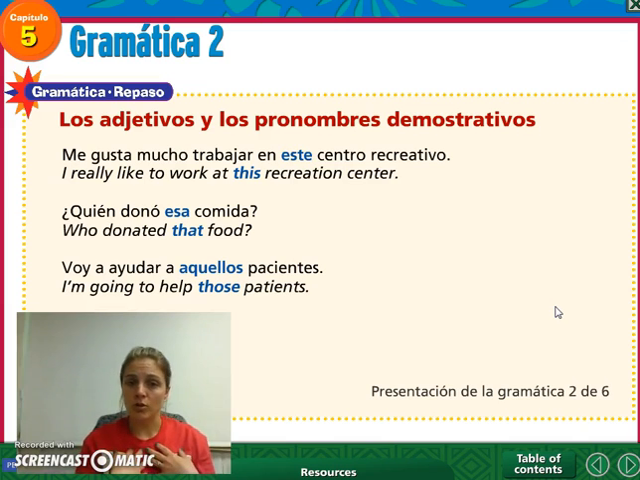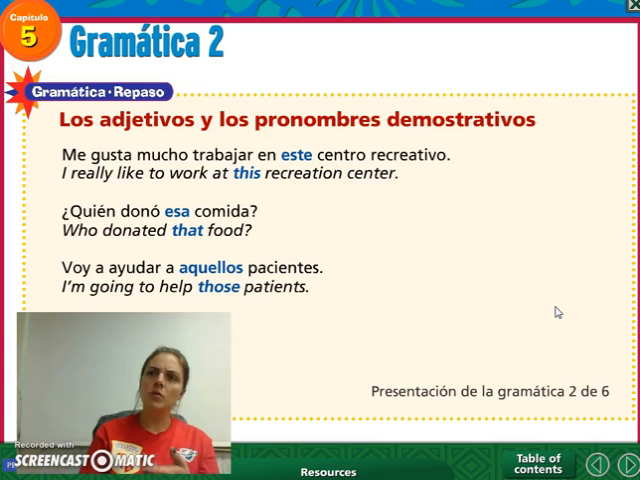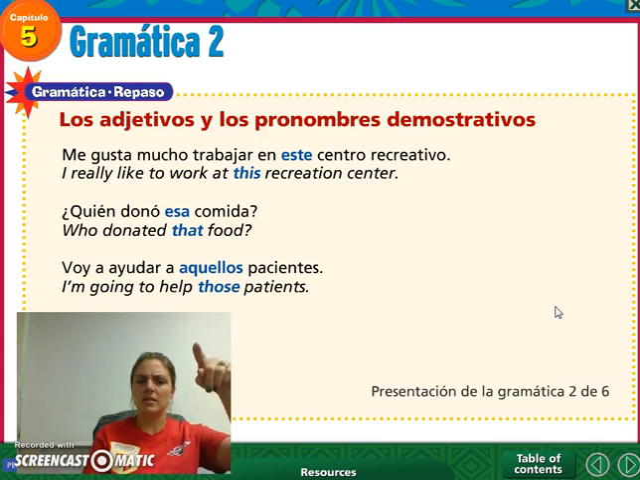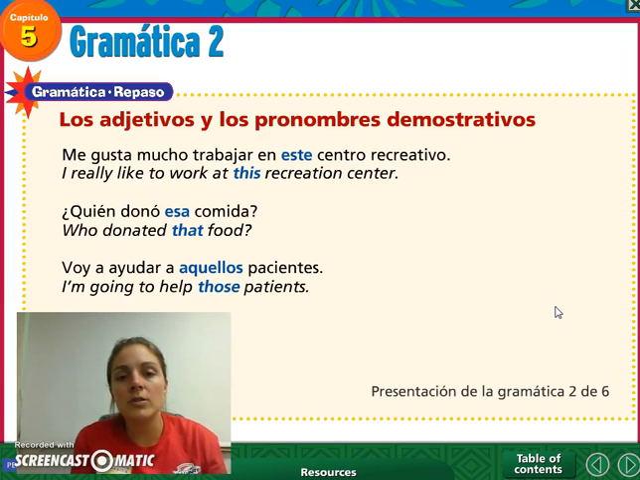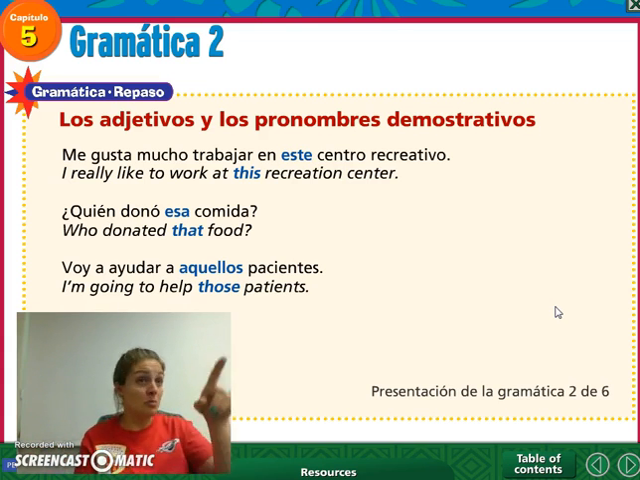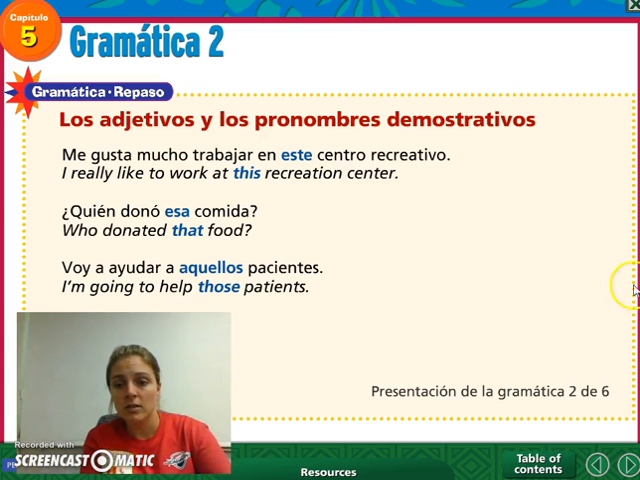Me gusta mucho trabajar en este centro recreativo. ¿Quién donó esa comida? Voy a ayudar a aquellos pacientes. So we can use these to talk about how far away something is. I like to work at this rec center, who donated that food, or I'm going to help those patients over there.